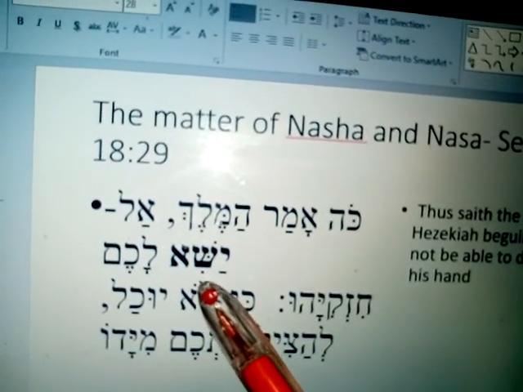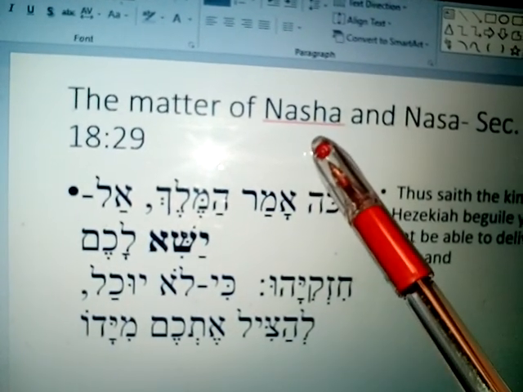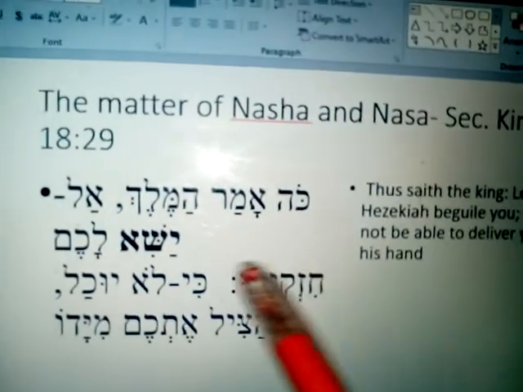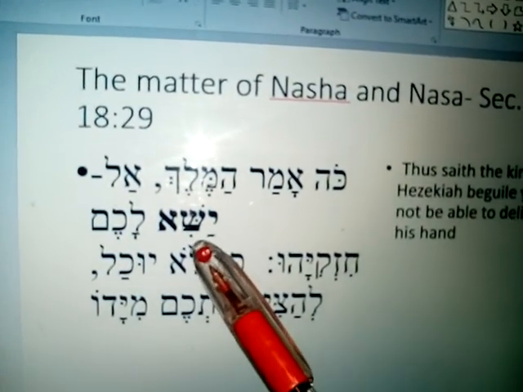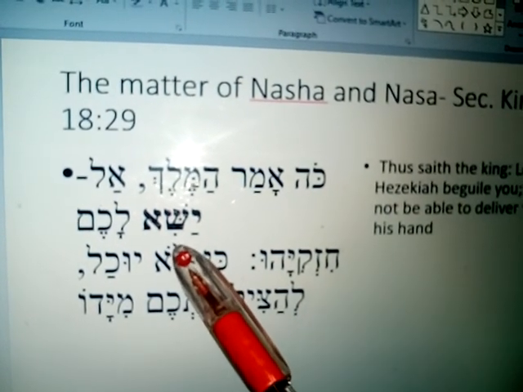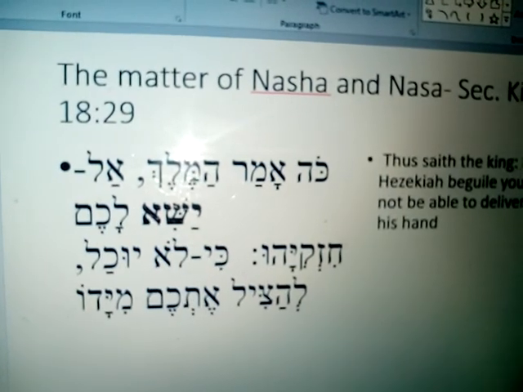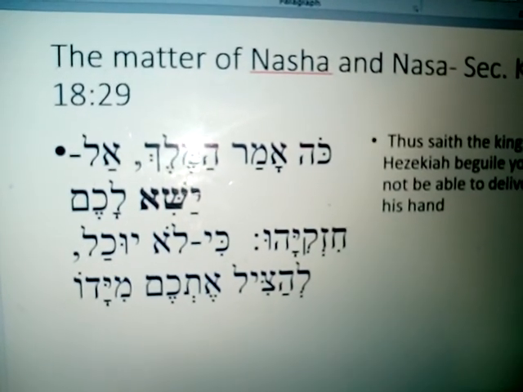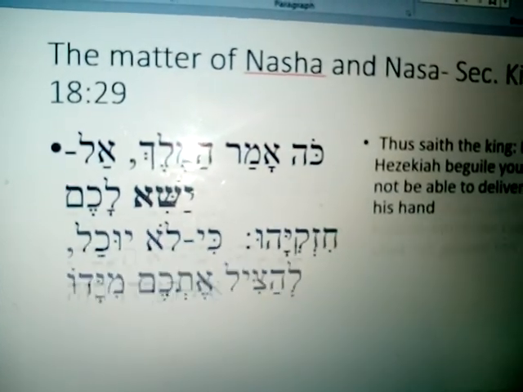Nasha, as we see here in the English aspect, means what? To beguile or to deceive. It does not mean other aspects, as some may state. So we want to point that out for reasoning purposes. Let's go on and show what we're talking about in a little bit more depth.